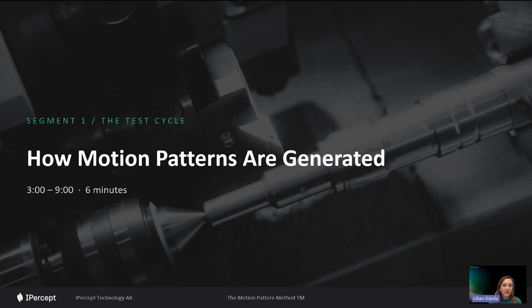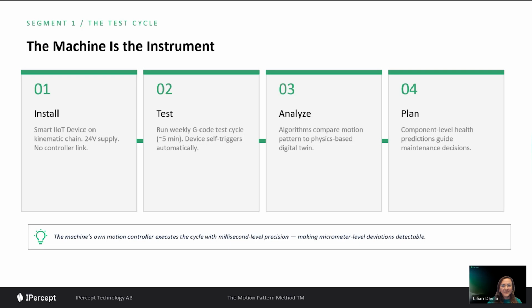So, how does the machine generate diagnostic data in the first place? The answer is the test cycle. We run a predefined G-code sequence in a controlled, repeatable manner to generate a signature that we can analyze. The process has 4 steps. First, installation. The smart device is installed on a kinematic chain, and it only needs a 24-volt supply. So no connection to the controller, no IT project, no changes in the machine software. The installation is typically around 1 hour.